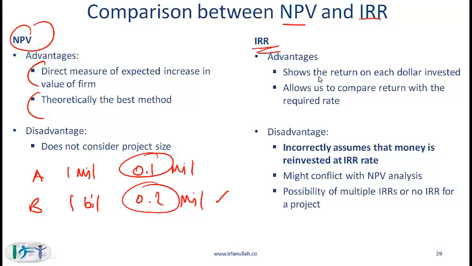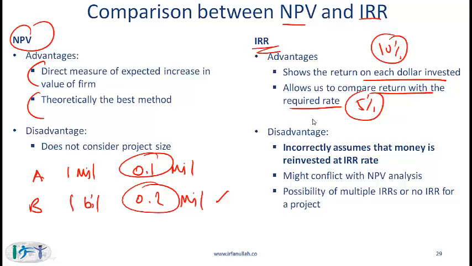With IRR, we get a sense for the return on each dollar invested, or in other words, if we know that the IRR on a project is 10%, we know that roughly we are getting a return of 10%. The IRR method allows us to compare the return with the required rate. If the required rate is 5% and the IRR is 10%, then this looks very good. We can say that the project is fairly profitable. On the other hand, if the required rate of return is 9.5% and the IRR is 10%, then we know that this project is only marginally profitable.